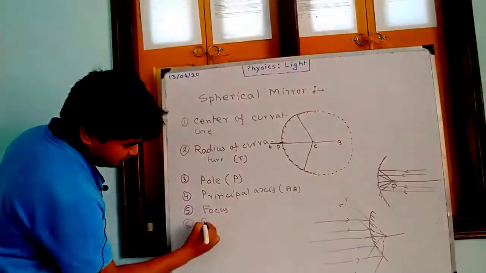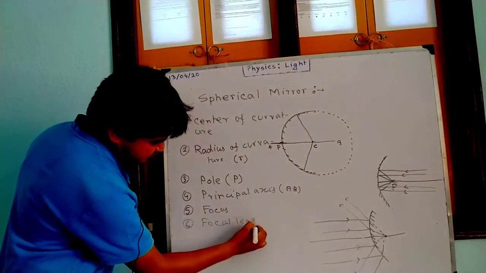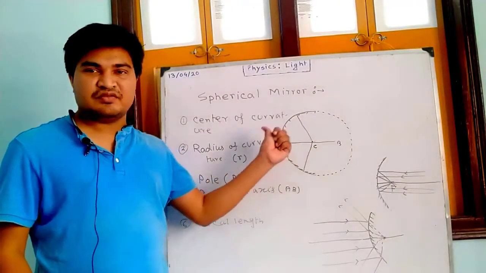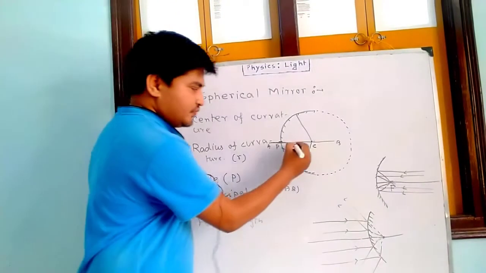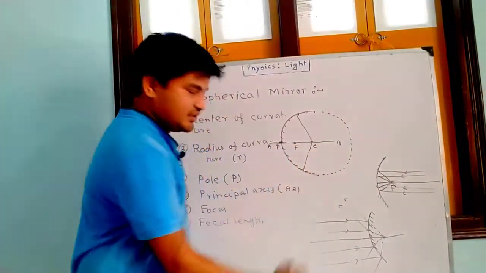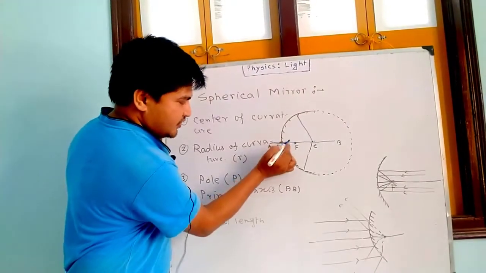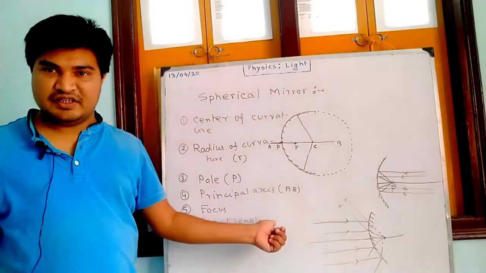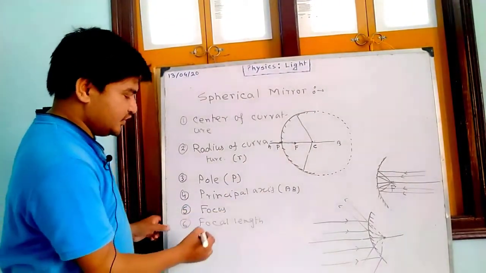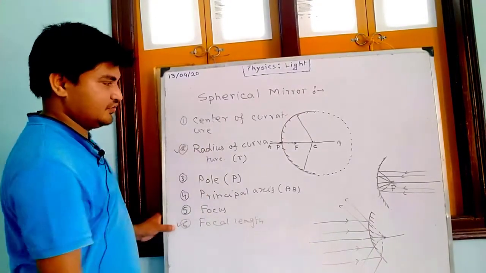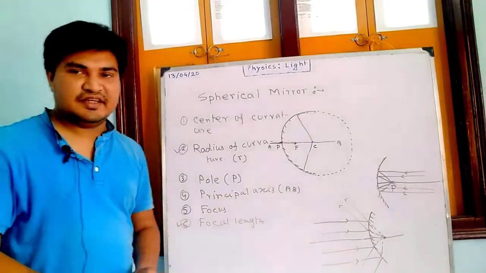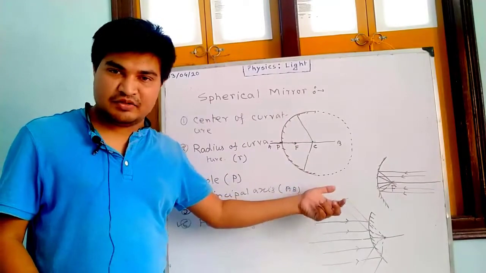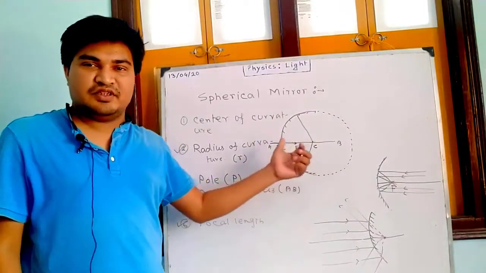Next, focal length. The distance of the focus from the pole is called the focal length. Suppose the focus is situated at this point, then the distance of the focus from the pole is called the focal length. Clear? Next, the relation between focal length and the radius of curvature. The radius of curvature is the radius of the sphere of which the mirror is made up, and the focal length is the distance of the focus from the pole.